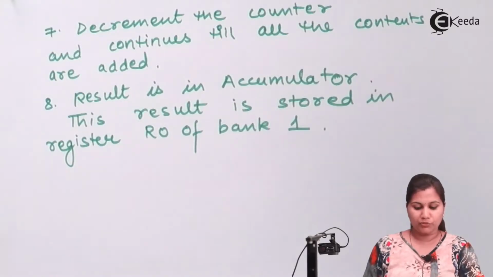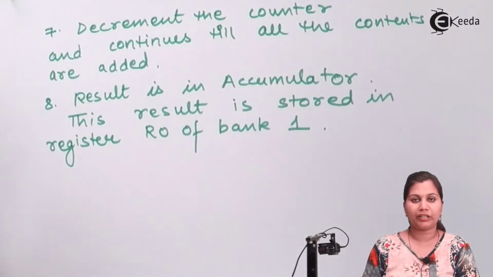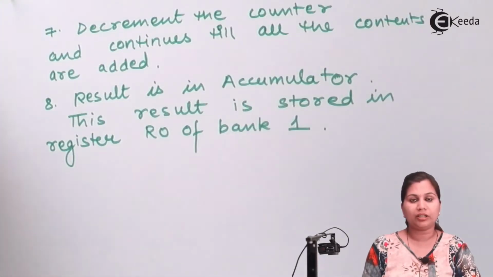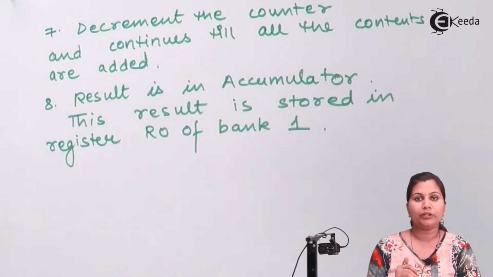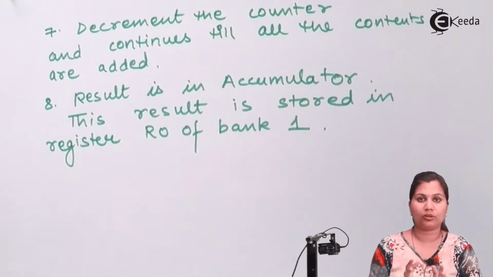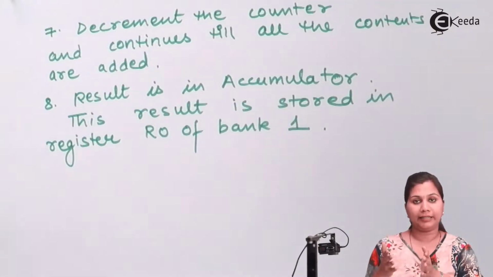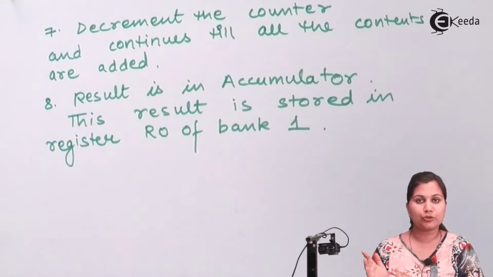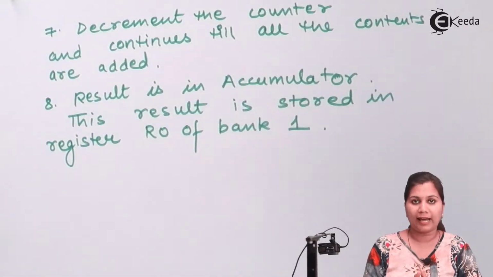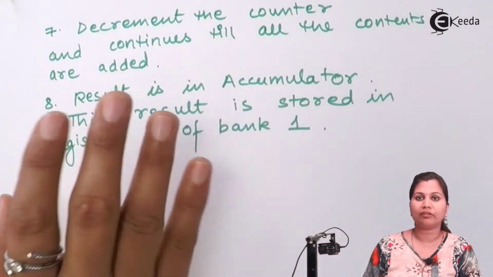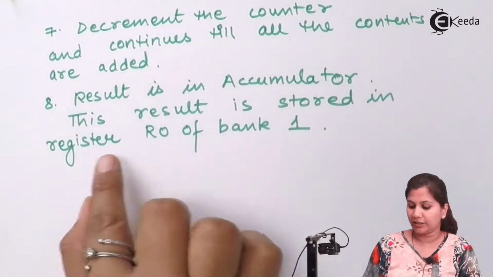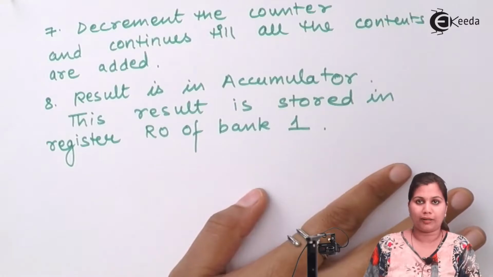So these are the steps which have to be followed when we are writing the program. Okay, first we will consider 10 bytes of data, then we are going to initialize a counter, then we are going to initialize a pointer also, that is the R1 register, then we are going to increment and add the contents and decrement the counter until it reaches 0 and all the contents are added. And then in the last, if the result is in the accumulator, then we have to store that result in register R0 of bank 1.